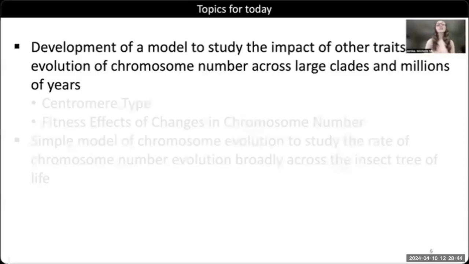And so up first, I'm going to introduce Chrom+, which is a model for chromosome number evolution. And this model is going to underlie all of the research that I'm going to be discussing with you today.